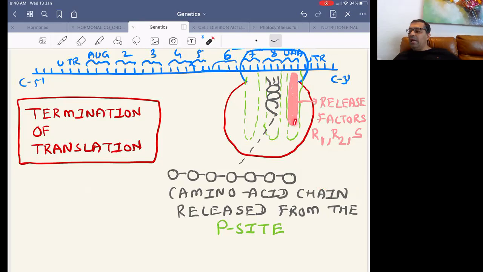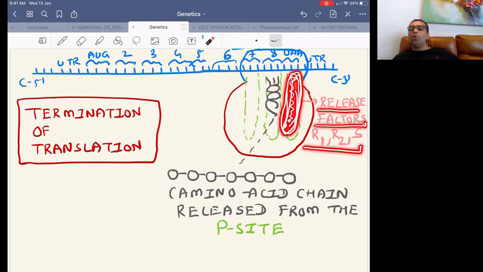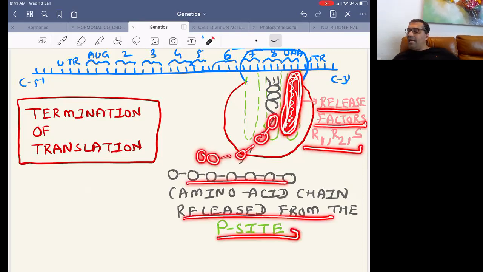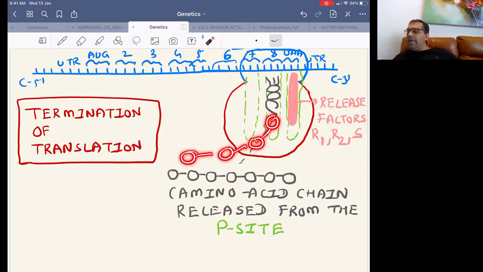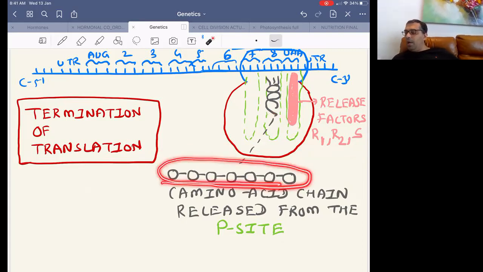And as a matter of fact, chemicals called release factors get attached to the A site. The release factors R1, R2 and S come and get attached to the A site, and they release the amino acid chain from the P site. So the amino acid chain is released from the P site.